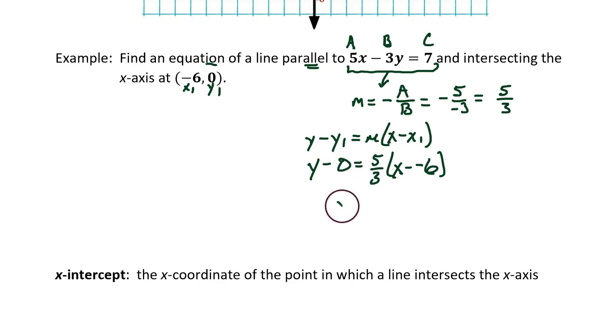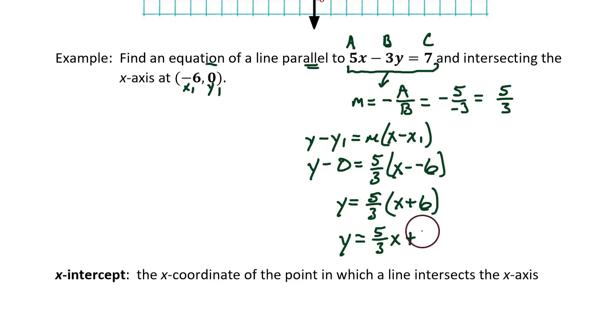Y minus 0 is just y. Over here we have 5/3, and in the parentheses, x plus 6. One more step, let's distribute. 5/3 times x, and then 5/3 times 6. 5 times 6 is 30 thirds, and 30 thirds is the same as 10. This equation is for a line that is parallel to this one here.